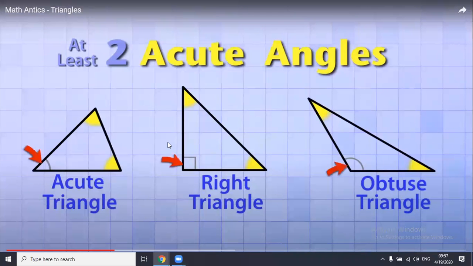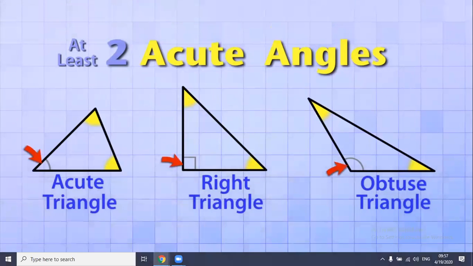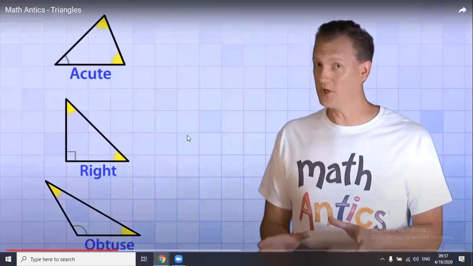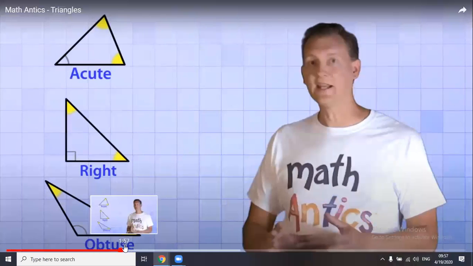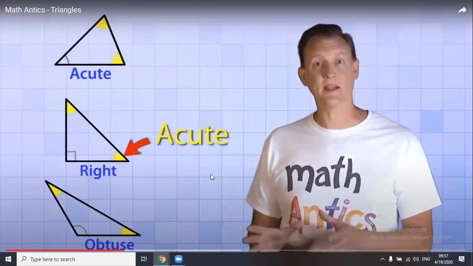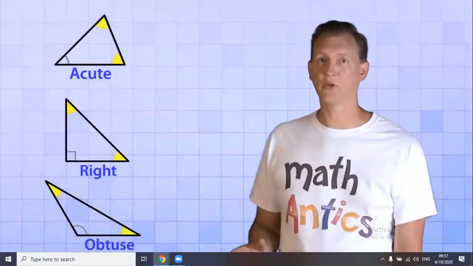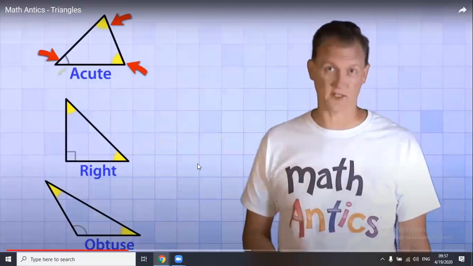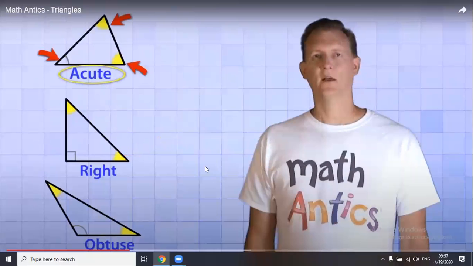And it's the other angle that determines what type it is. That's important to know so you don't get tricked. For any given triangle, just because you see one acute angle, that doesn't mean it's an acute triangle. You have to look at all the angles to tell if it's an acute triangle. Okay.